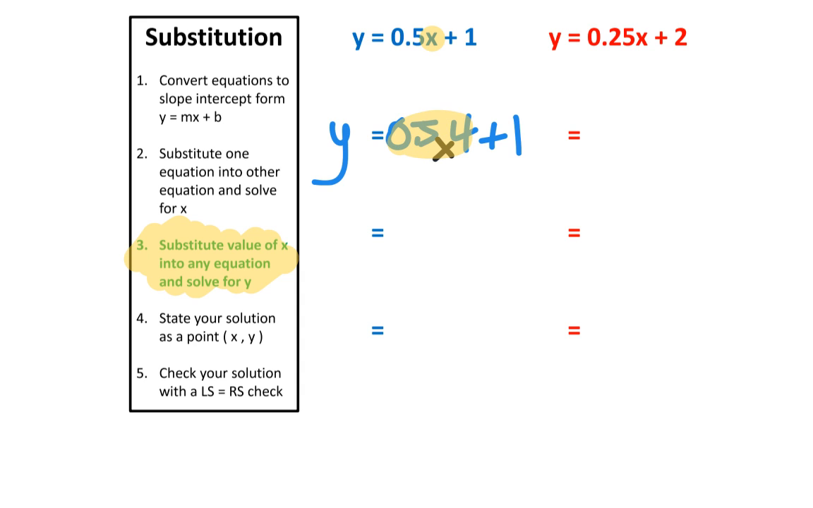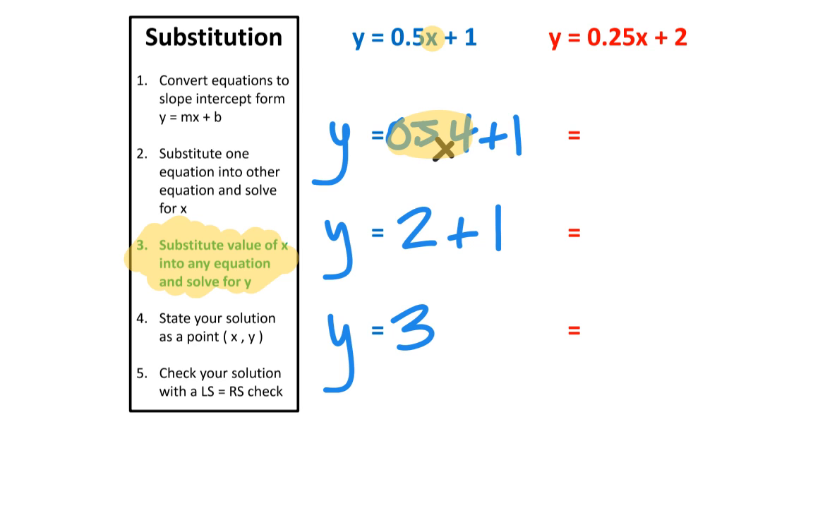You'll want to follow BEDMAS here, which means you need to multiply before adding. So we are going to multiply 0.5 times 4. And that is going to give you the number 2. The plus 1 stays the same. And now we can simplify this. 2 plus 1 will give you 3. Therefore, y is equal to 3.